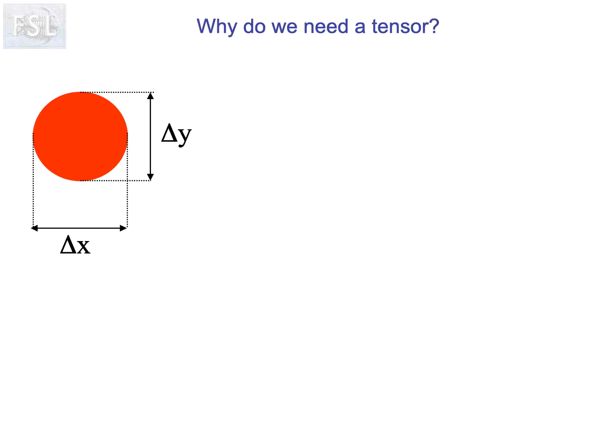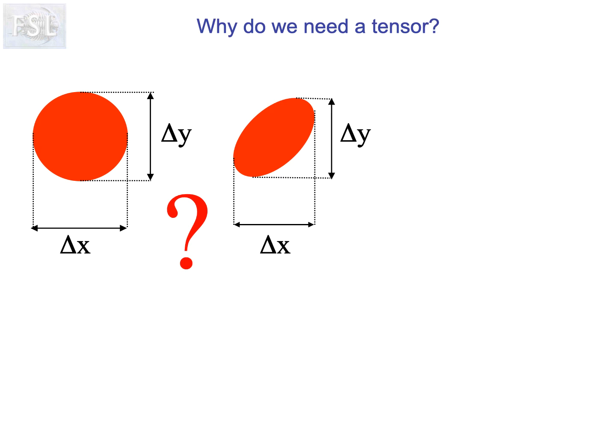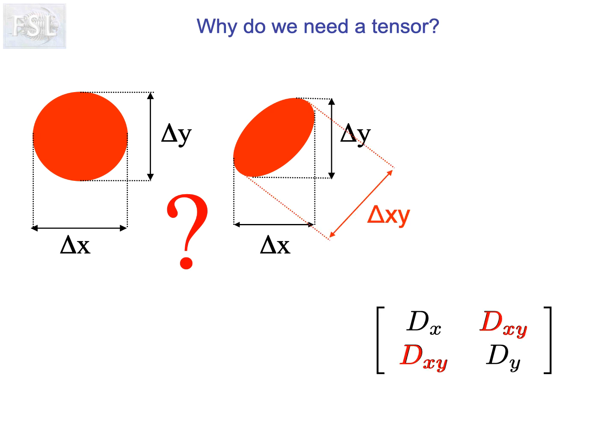So why do we need a tensor and not just the x, y, and z components? Well, here is a 2D example of free diffusion, and it has diffusivity in the x direction and diffusivity in the y direction. Now here is a 2D example of restricted diffusion. Now the diffusivity in the x direction is exactly the same as in the first example, and the diffusivity in the y direction is also exactly the same. So to distinguish between these two cases, we use the off-diagonal elements of the diffusion tensor. This is a 2D example, so it only has 4 elements, but the same is true for the 3D case as well.